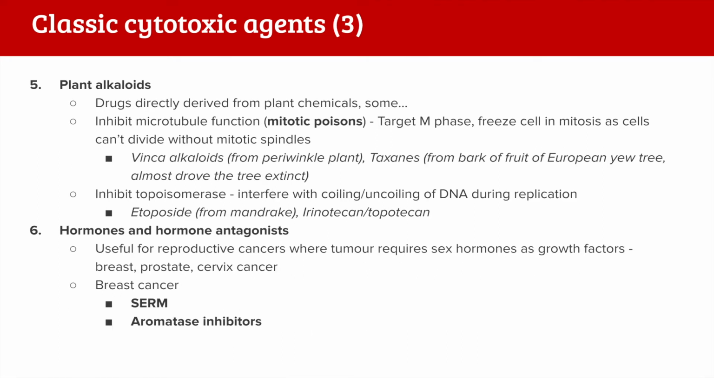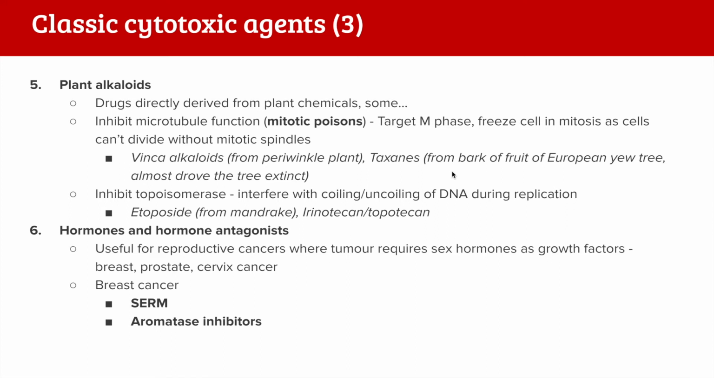Next is plant alkaloids. They're drugs directly derived from plant chemicals, and they work in different ways. Some inhibit microtubule function, so they're also known as mitotic poisons. Of course, they target the M phase, mitosis. They freeze cells in mitosis. The cells can't divide without these spindles, and these are just some examples.